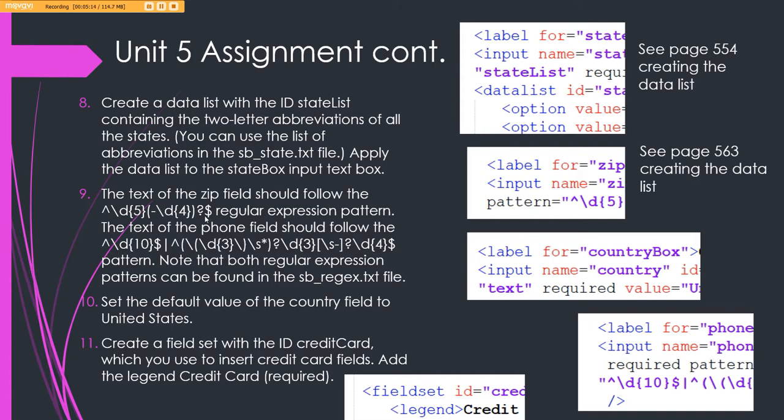Next, you have the text. The text of the zip field should follow, and it gives you the pattern here. So you're going to have a label, an input, and the pattern. Next, you're going to set the default value for the country field to United States. So we have a label for the country box, input name country, text required, and then the value. This is the value it's talking about, and you see it's going to be United States.